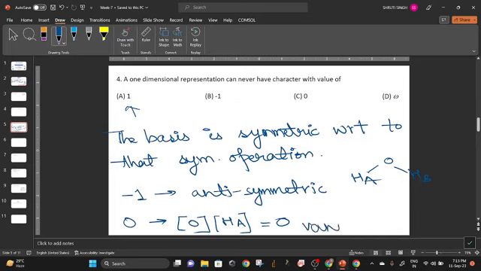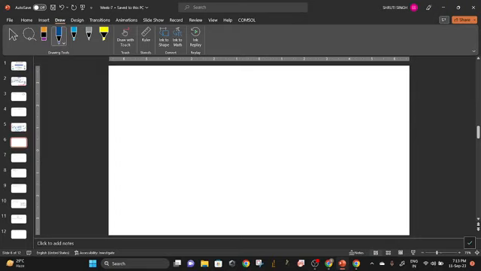Something which will make the basis vanish should not be a symmetry operation. Symmetry operation means changing to an equivalent configuration. It does not mean annihilating something or making something vanish. So 0 will never be a character for a one-dimensional representation.